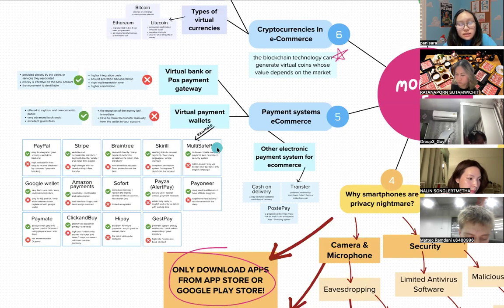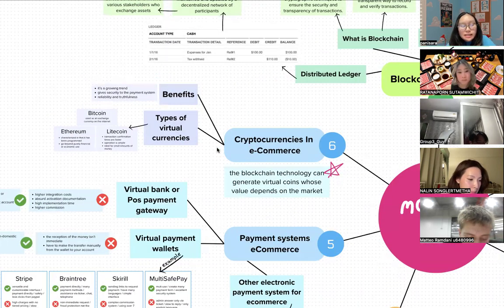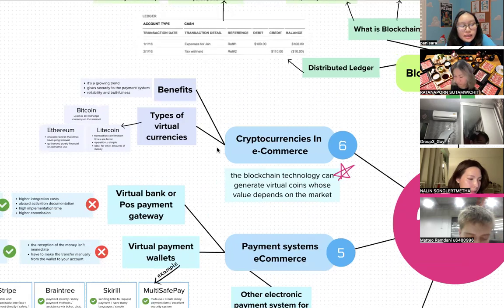Next, our last topic is cryptocurrency in e-commerce. Blockchain as a payment method in e-commerce. The blockchain technology can generate virtual coins whose value depends on the market. It has benefits like being a growing trend and giving security to the payment system, with reliability and truthfulness. A type of virtual currency is Bitcoin. It's used as an exchange currency on the internet. Ethereum is categorized in that it has been programmed and goes beyond purely financial or economic use.